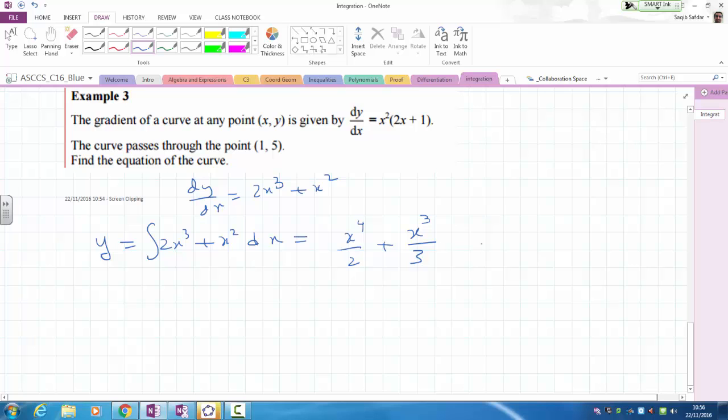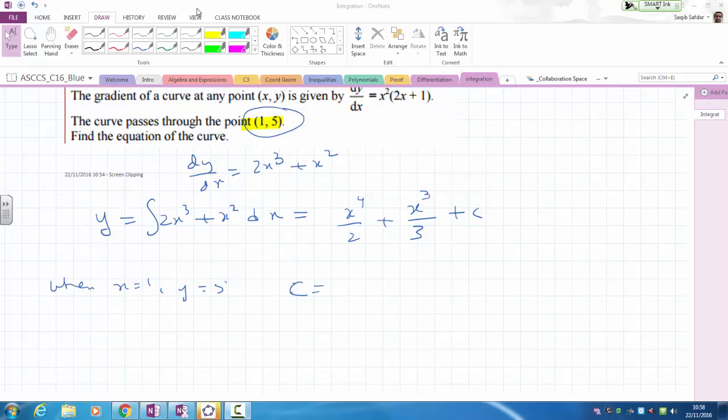Plus C. Okay. Now they've given us some information. What have they told us about the curve? So when x equals 1, what does y equal? y equals 5. Therefore, we can substitute x and y, and work out what c is. Can somebody work that out? In fact, can you all have a go at working it out? You can use a calculator if you want. Excellent. Okay, so c equals 25 over 6.